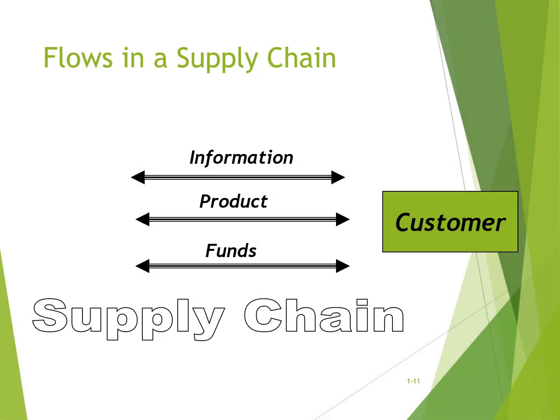Then, when we talk about the flows in a supply chain, definitely the customer is the main prime source. He is passing the information, he is getting the product. For getting the product, he is paying the money, right? So, information flow, product flow, and fund flow are there. Sometimes the customer returns the product, right? So, you should not think that the product always moves in one direction.